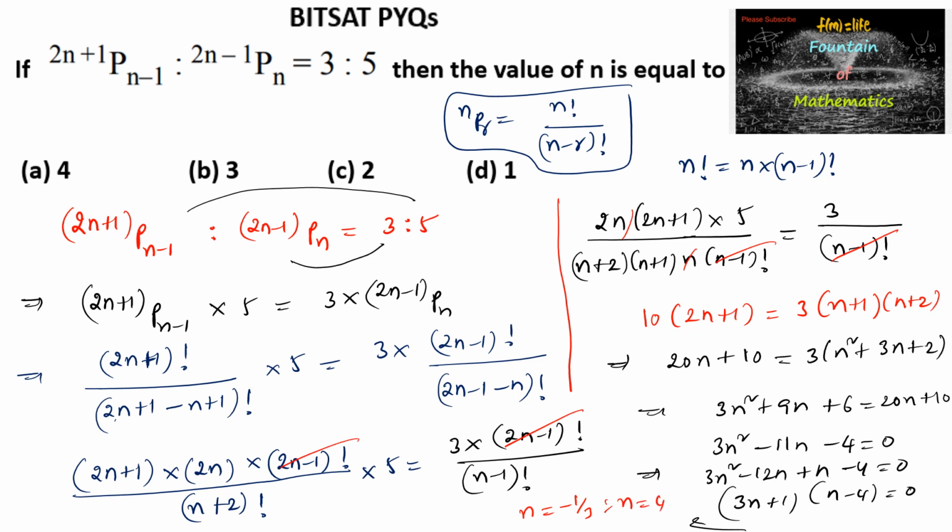Since n is a natural number, n cannot be 0, and n must be an integer. So n is equal to -1/3 is not possible. So we'll consider only n is equal to 4, which is option A. So option A is the answer.